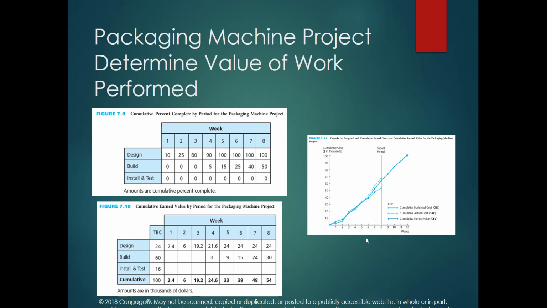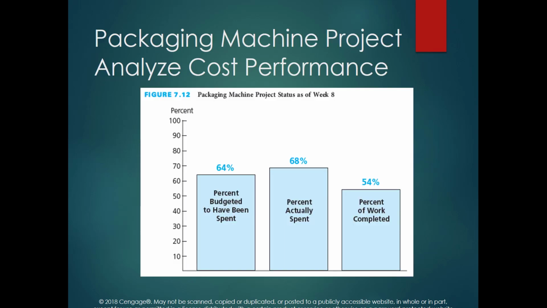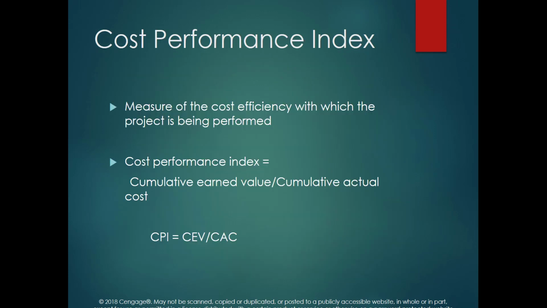So we have three curves so far: the cumulative budget cost, the cumulative actual cost, and the cumulative earned value. So we talked about total budget cost, cumulative budget cost, cumulative actual cost, and cumulative earned value. These are the parameters that show the performance of the project. Also, we have some performance indicators that we can measure to easily identify the project progress. One of these we call cost performance, which is dividing the cumulative earned value by the cumulative actual cost. So this CPI, or cost performance index, is a measure of how efficient the cost is that we are spending on the project.